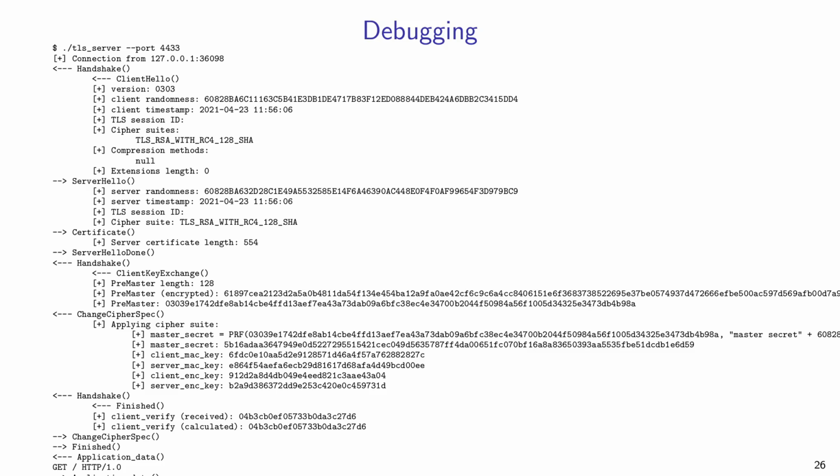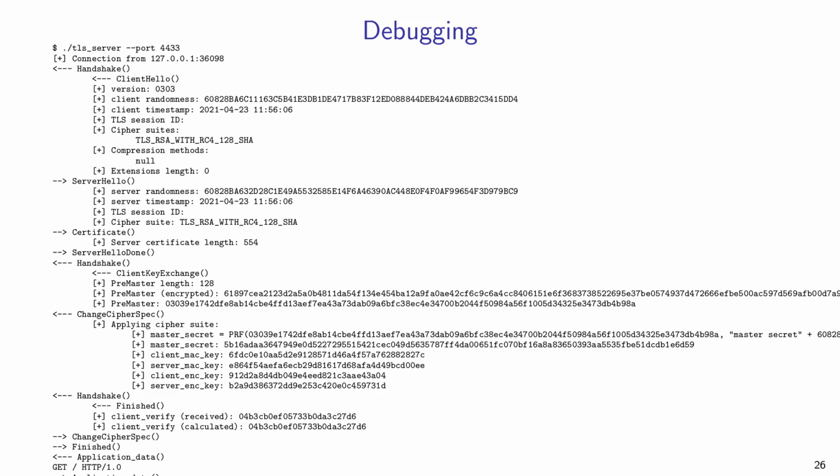Here is how the output from TLS server looks. As you see, it provides a lot of debugging info. Here you can see the encrypted and decrypted pre-master secret, the derived master secret, and here encryption and MAC keys. If something fails, you can compare where is the mismatch. So your TLS client has to be able to establish a successful TLS handshake with this TLS server.